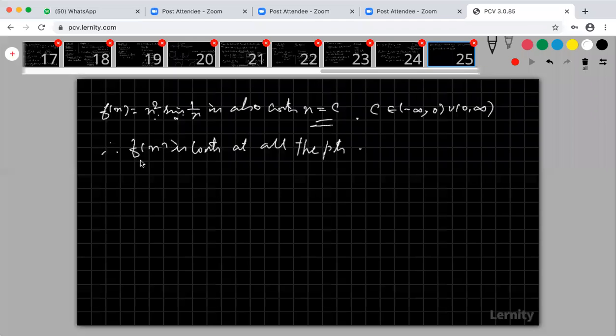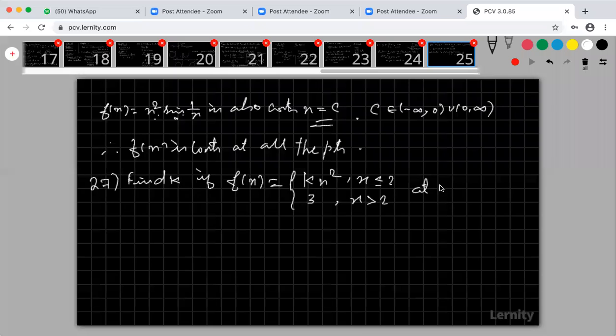Look at the next problem, the 27th problem. Find k if f of x is equal to k x square for x less than or equal to 2, and 3x for x greater than 2, at x is equal to 2. So here f of x is continuous at x is equal to 2.